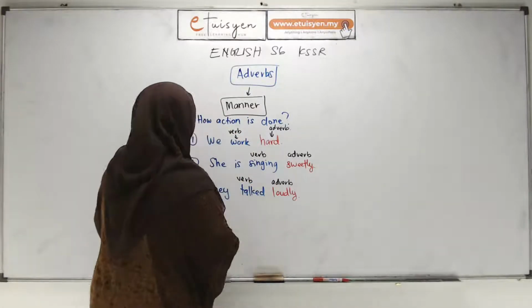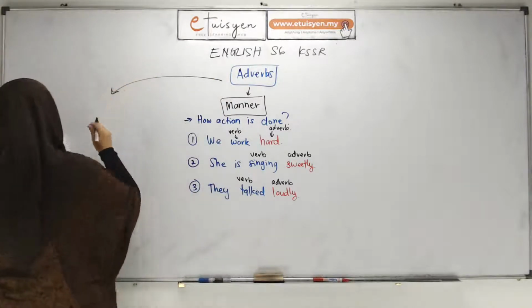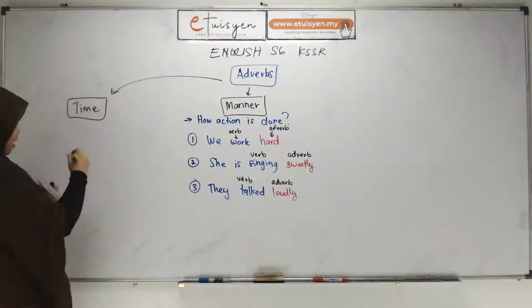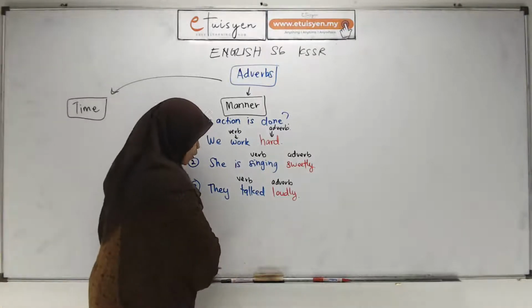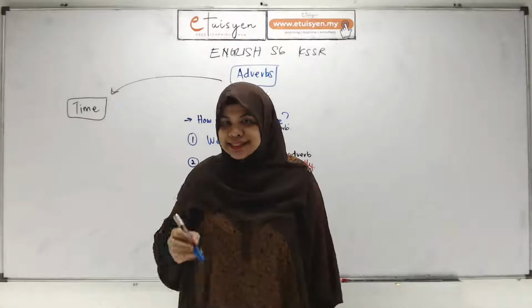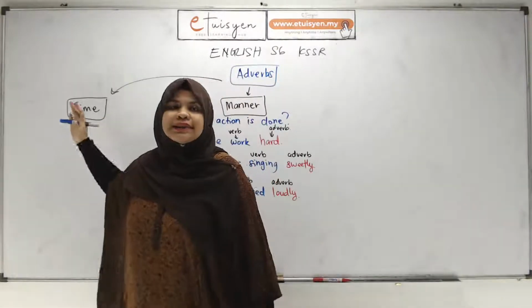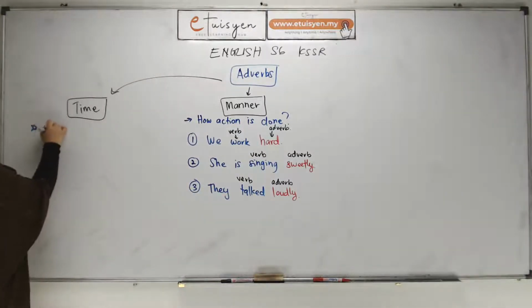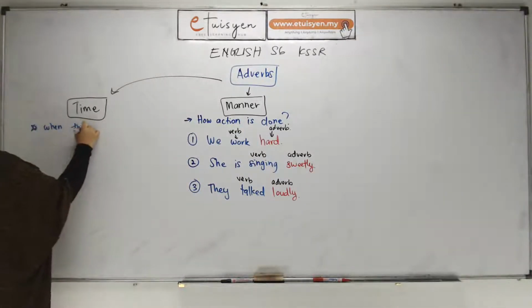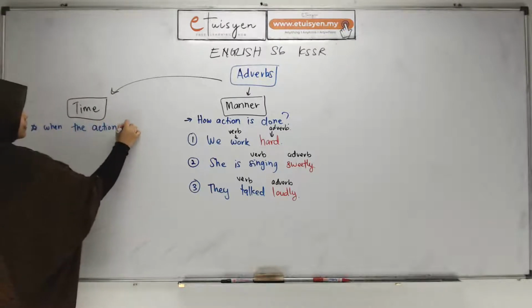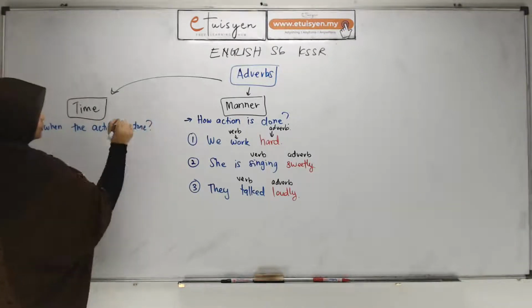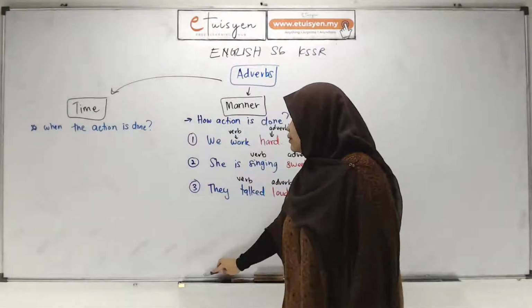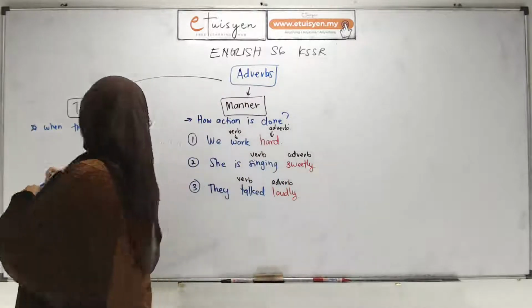Second one. Okay, the second one is time. Now, time ni, what question that you will answer? Macam mana nak guna time punya adverb? You will answer this question. When the action is done. Bila verb tu dilakukan. Okay, so yang ni contoh-contohnya.